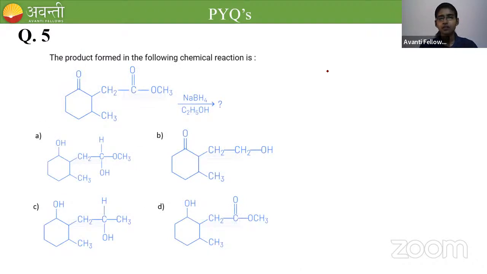The product formed in the following chemical reaction is. So a compound is given to you and NaBH4 is acting on it in presence of ethanol and it forms the product. You have to find out the product formed from the reaction. So who is NaBH4? Is it an oxidizing agent or reducing agent? Sodium borohydride is a reducing agent. It is a strong reducing agent. Okay. Try to find out the product.